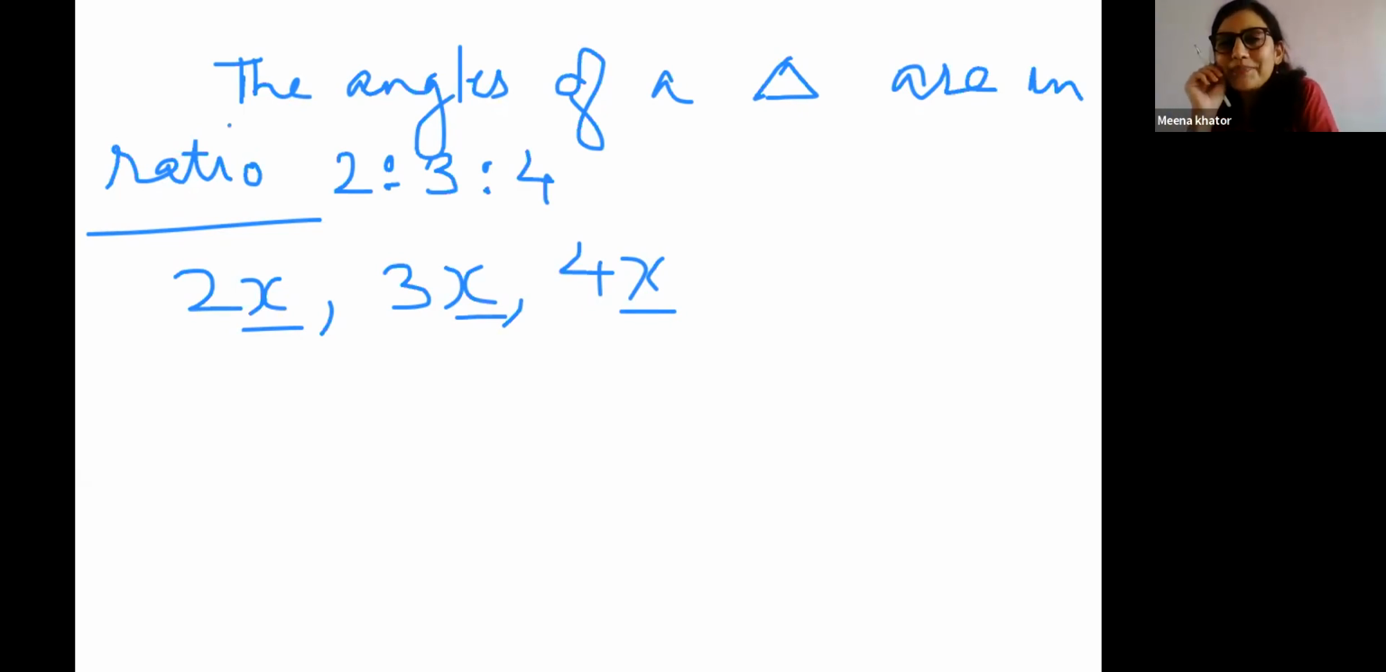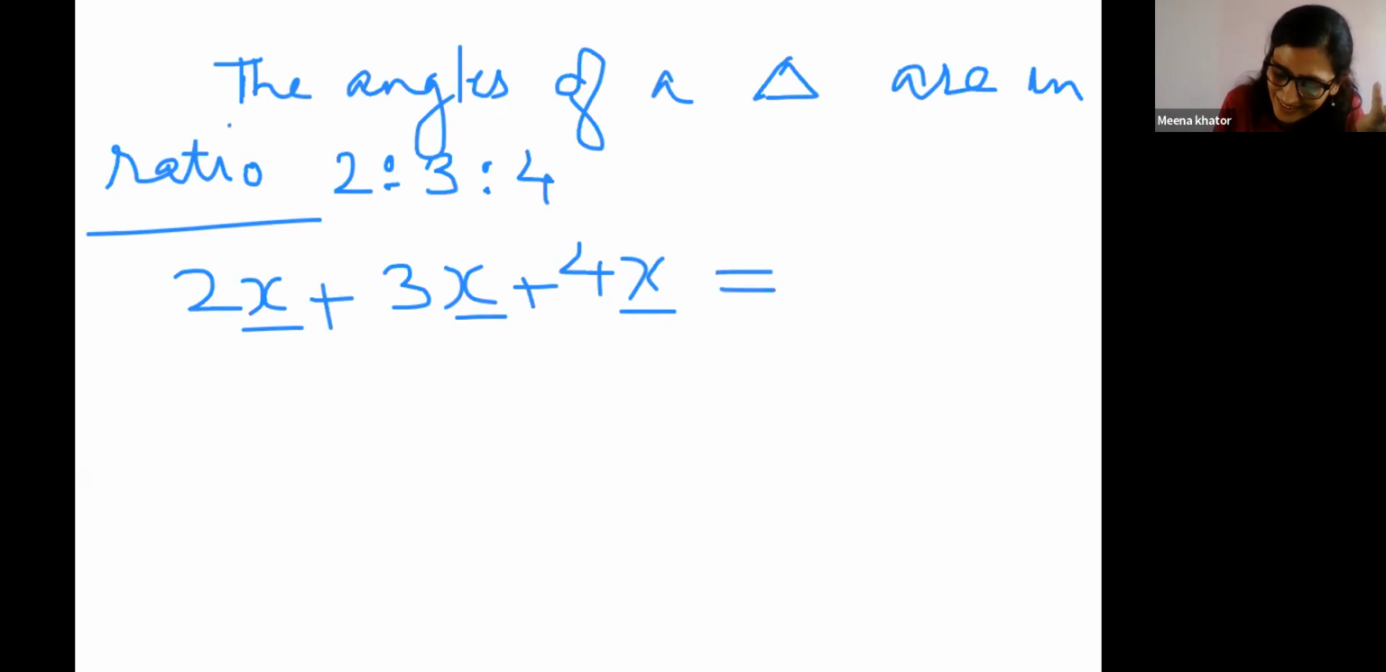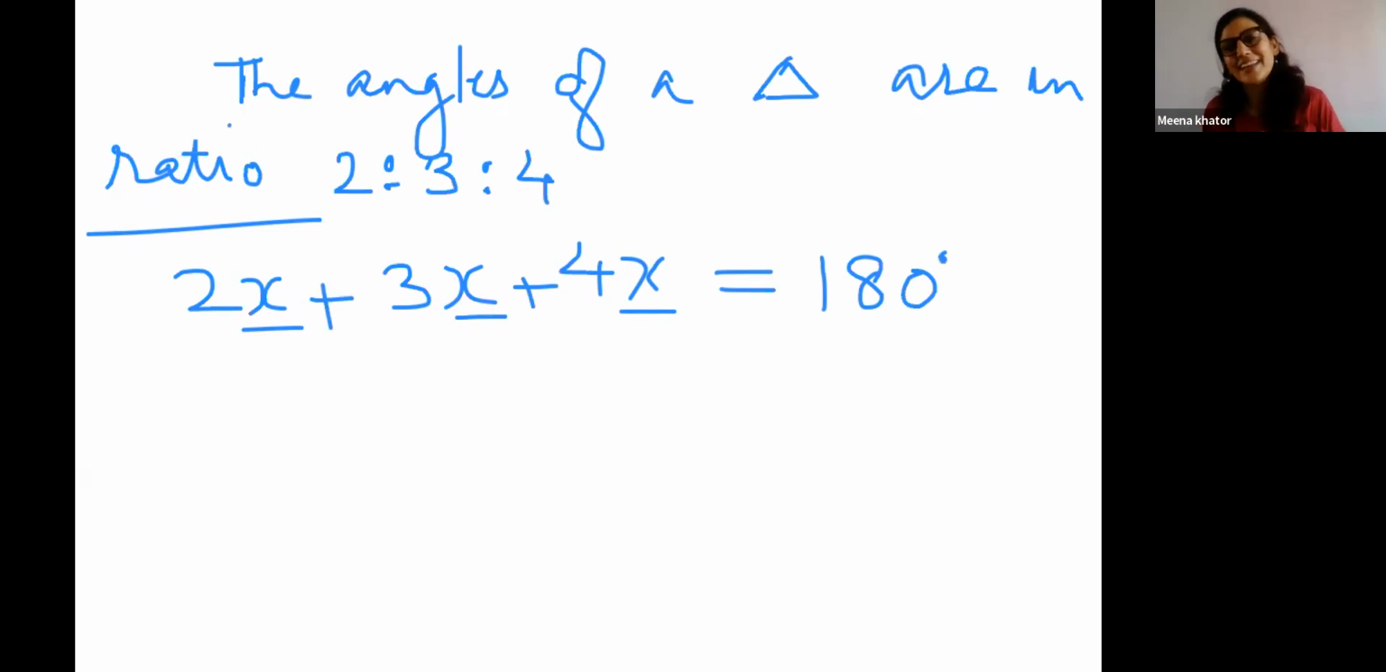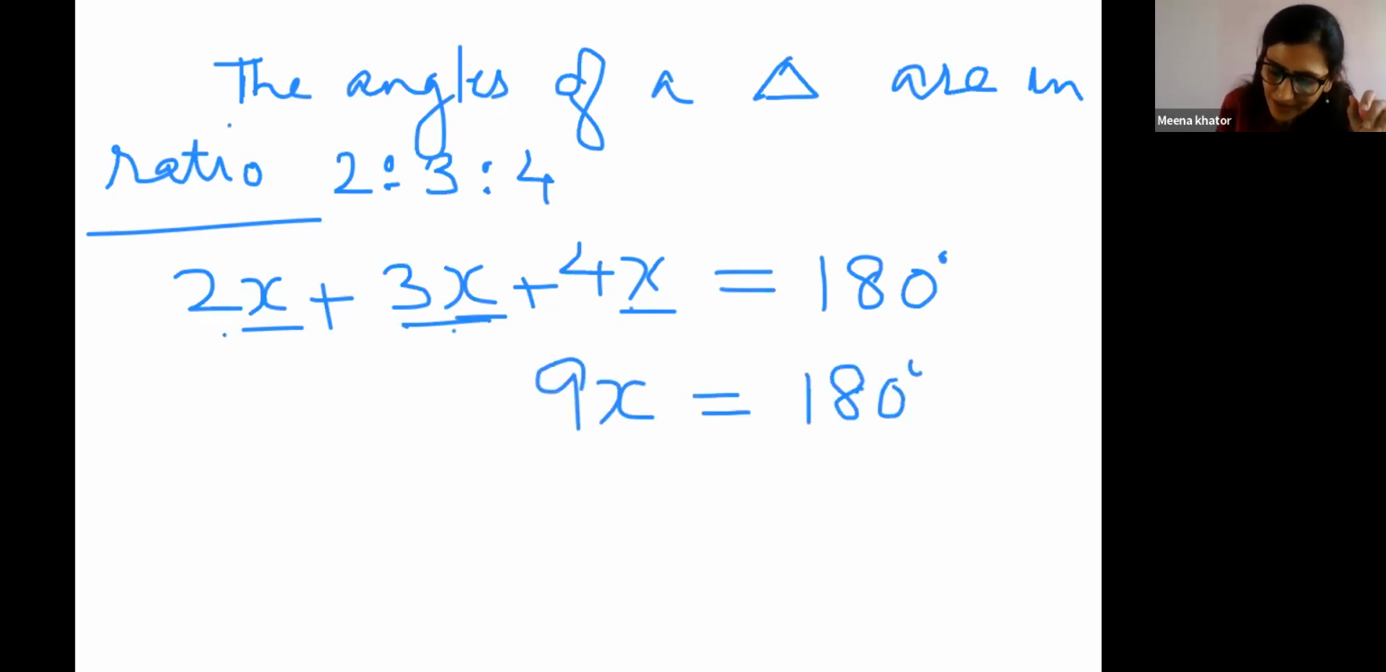Now angle sum property. When we add all these three angles, the sum has to be 180 degrees. Right, this is called the angle sum property of a triangle. Now we are adding these variables: 2x plus 3x is 5x, plus 4x, we get 9x is equal to 180 degrees. Now x we need to find, 9 will go to the other side, we are transposing it.